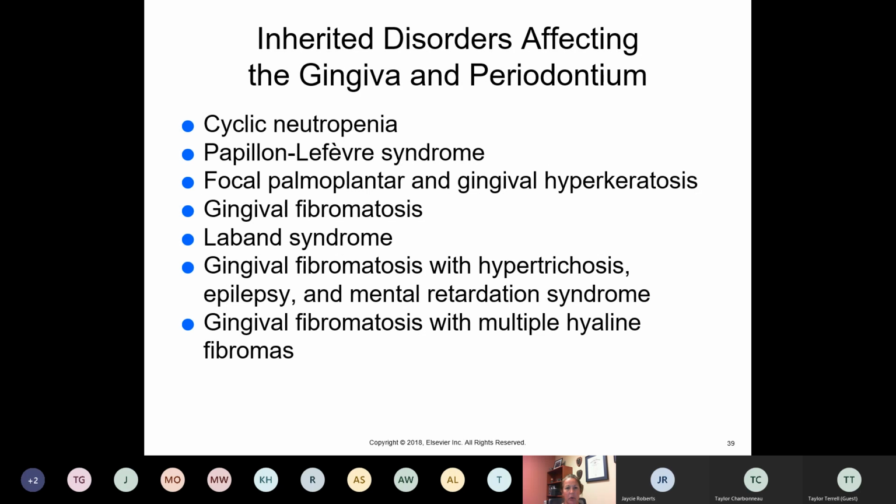So some of the disorders we're going to talk about here are listed. I won't go through them all. You can look through that. We're going to talk about them each individually.